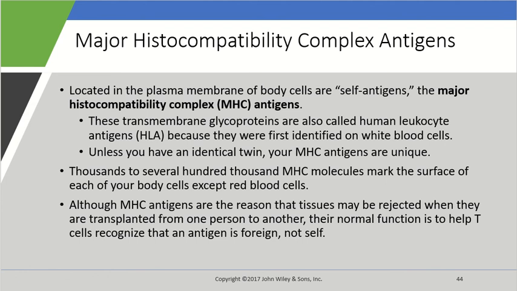There are going to be several hundred thousand MHC molecule markers on the surface of each of your body cells, except for red blood cells. Those have their own special surface markers that we mentioned before. Although our MHC antigens are the reason that tissues can be rejected when trying to transplant organs from one person to another, their normal function is to help T cells recognize an antigen that's foreign or not from your body. So that's their main role. They are good to have.